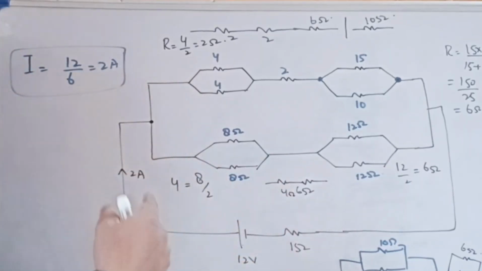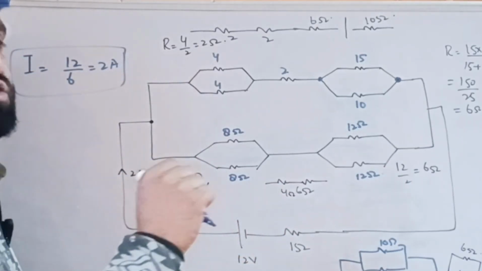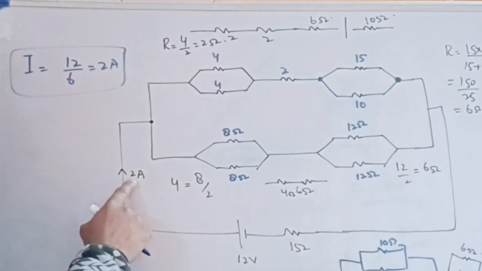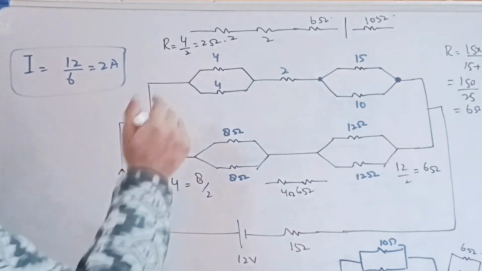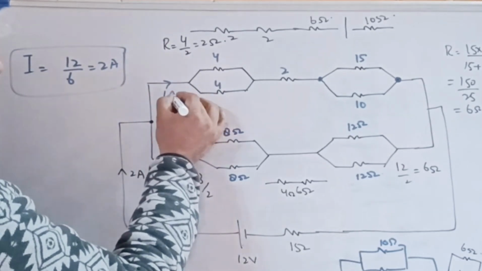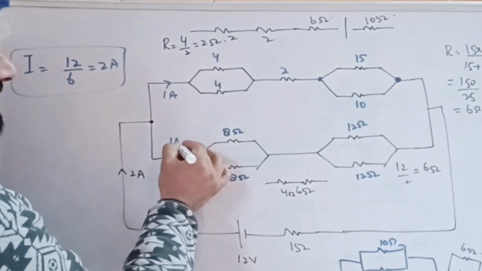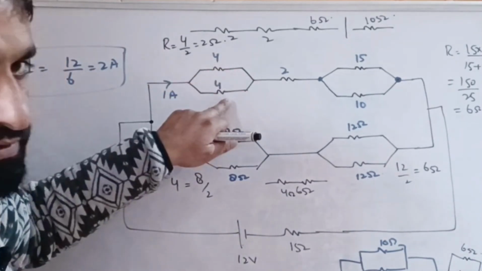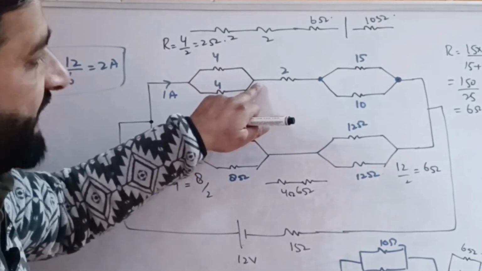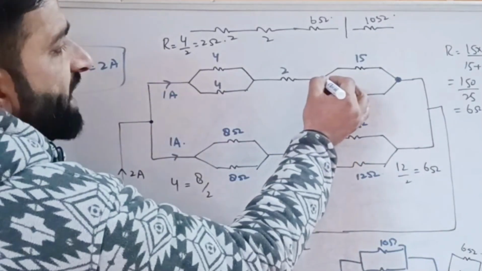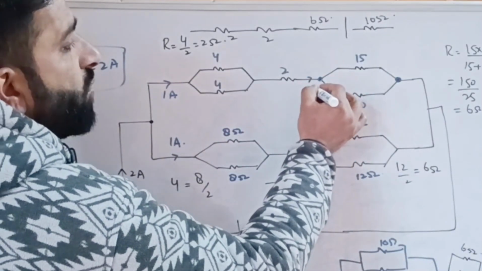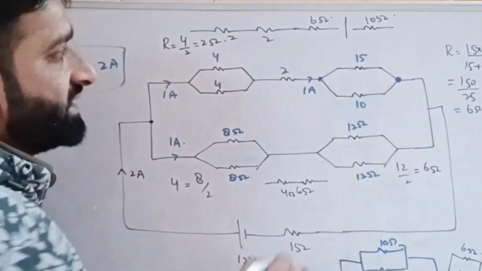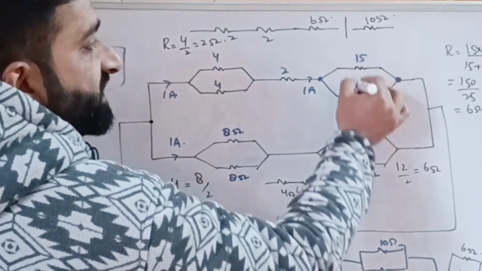So the current divides equally. With an equal distribution of 2 ampere current, we have 1 ampere through this branch and 1 ampere through this branch. Now we have 0.5 through this and 0.5 through this, and here it adds to 1 ampere. Now we have to calculate how this 1 ampere of current distributes through this branch.